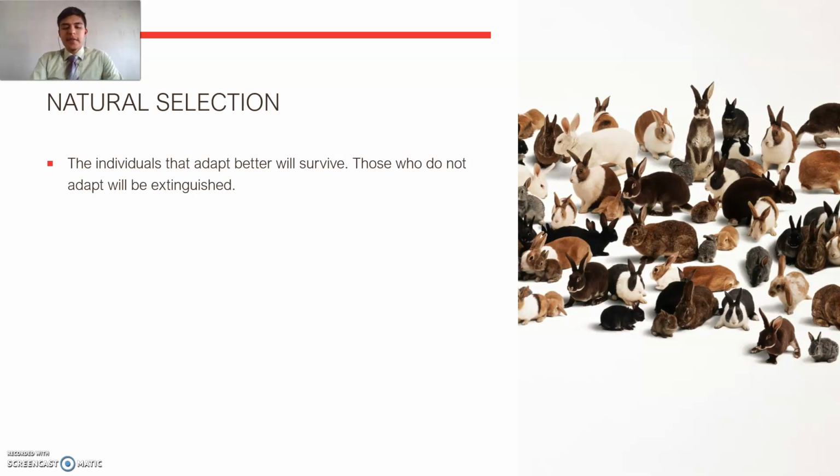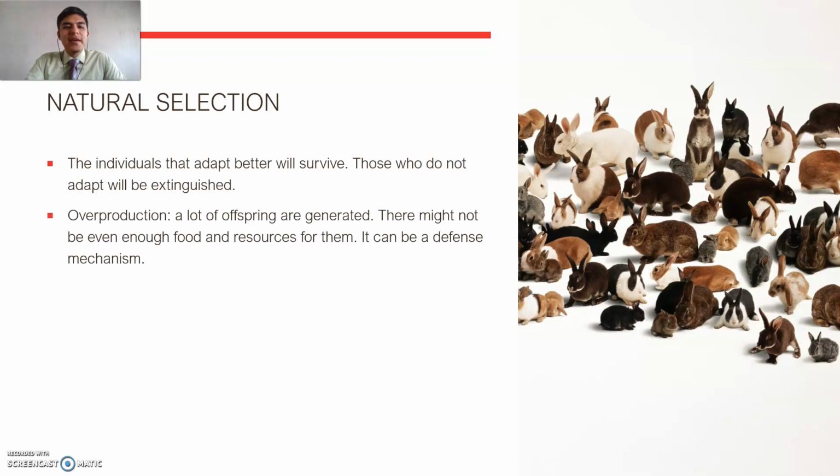So, at the end, the species that have survived until today have been able to adapt to the conditions around them. And overproduction is when a lot of offspring are generated, and there might not even be enough food and resources for all of them. And it can be a defense mechanism. So this is exactly why rabbits produce a lot of offspring when they reproduce.